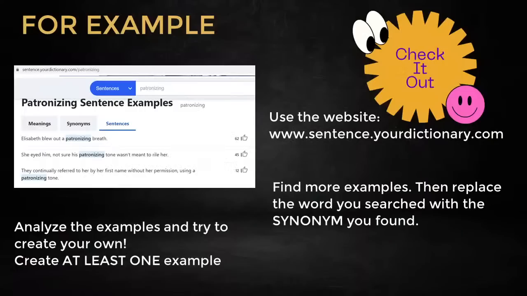Now, you're going to go to this website, sentence.yourdictionary.com, and there you're going to type the word you wanted. Not a phrase, a word. Maybe a phrasal verb, okay? Then it's fine. But type the word you were searching in the dictionary, that you were looking up, and then you will find many phrases.